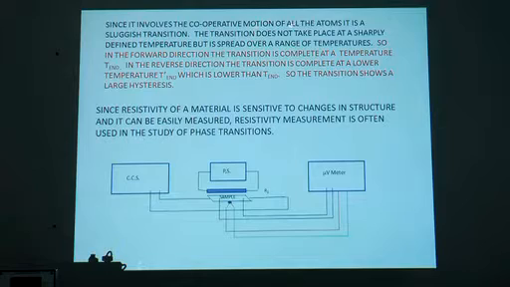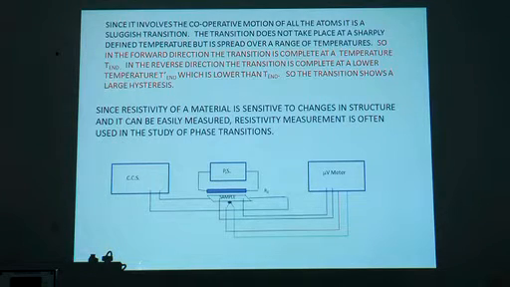Because it involves the cooperative motion of all atoms, it is a sluggish transition. The transition does not take place at a sharply defined temperature, but is spread over a range of temperatures. So in the forward direction, the transition is complete at a temperature T end. In the reverse direction, it is complete at a lower temperature T dash end, which is lower than T end. So the transition shows a large hysteresis.